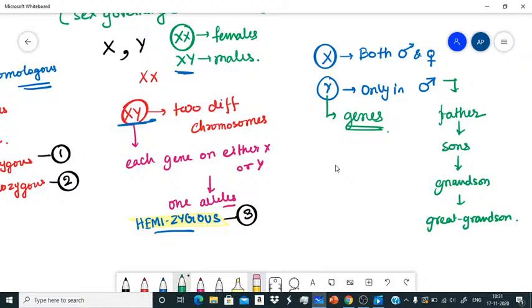That means the father can send it to son, son can send it to grandson, and grandson can give it to the great grandson. Alright, there's no role of females in the inheritance of Y chromosome. Females have nothing to do with the inheritance of Y chromosome, isn't it? Is this conclusion correct? Is it okay to draw this conclusion?